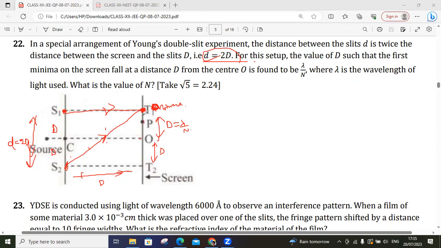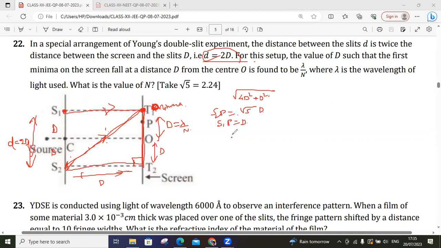So what is the path difference? See, this is the D. Okay, this is 2D and this is D. So this is a right angle. So by Pythagoras theorem, root of 2D means 4D square plus D square. That is root of 5D square. That is root of 5 into D. This will be this distance S2P. S1P is D.